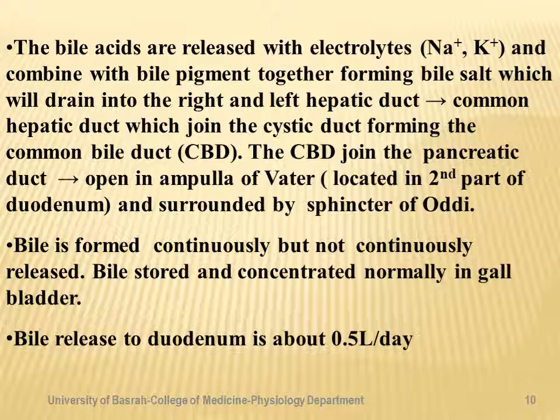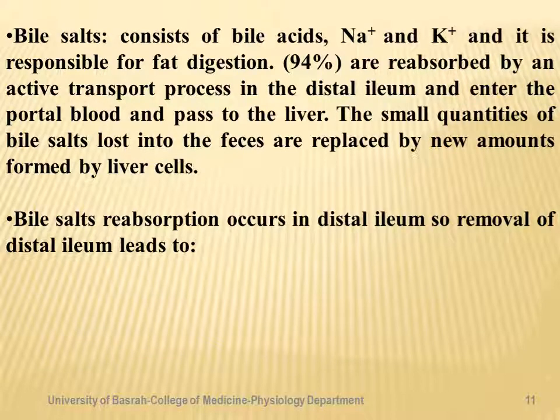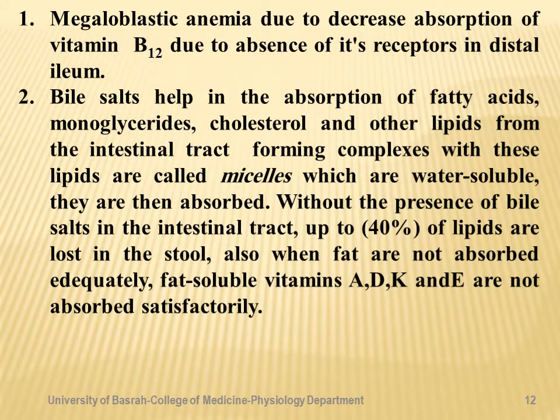The bile released to the duodenum is about 0.5 liter per day, and the bile salt consists of bile acid, sodium and potassium, and it is responsible for fat digestion. About 94% are reabsorbed by the active transport process in the distal ileum and enter the portal blood circulation and pass to the liver. The small quantities of bile salts lost into the fecal material are replaced by new amounts formed by the liver cells. The bile salts reabsorption occurs in the distal ileum, and the removal of the distal ileum leads to megaloblastic anemia.